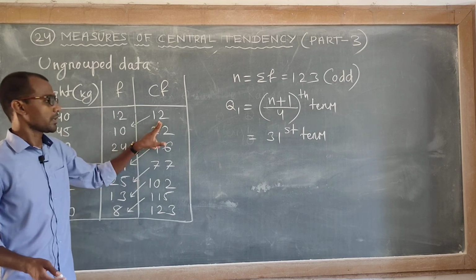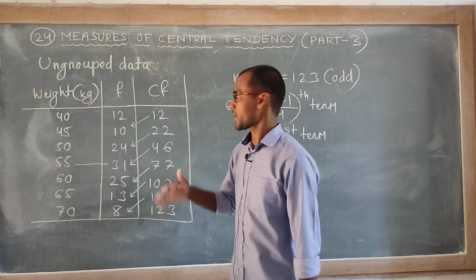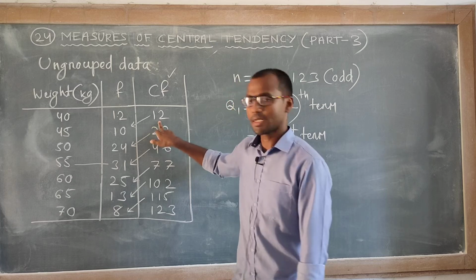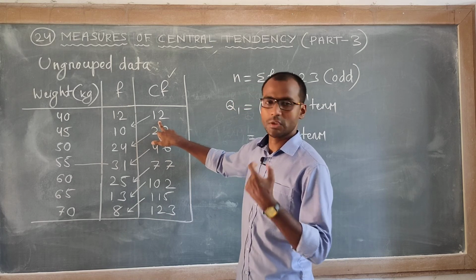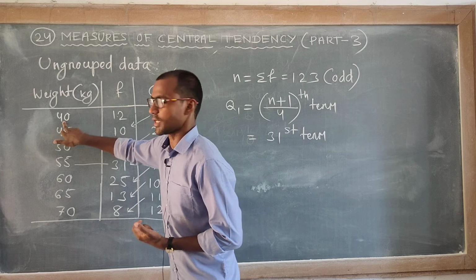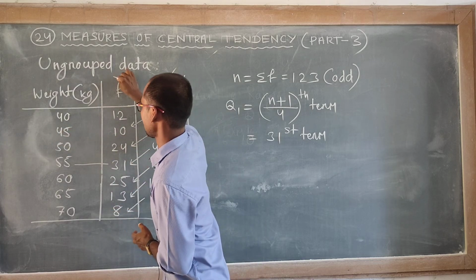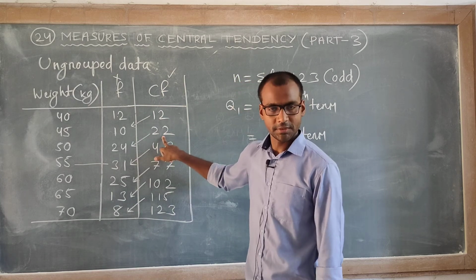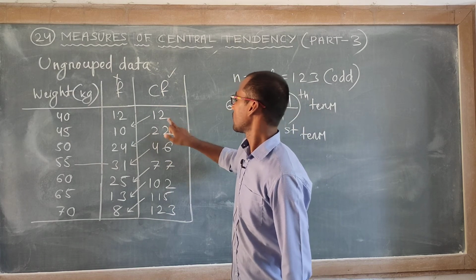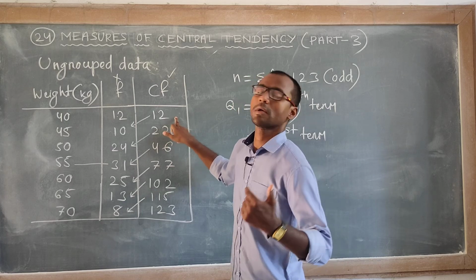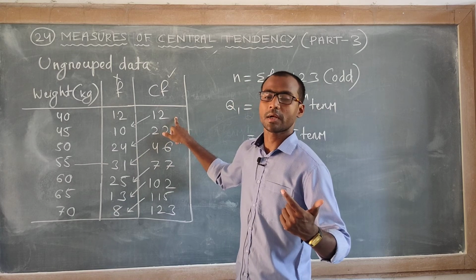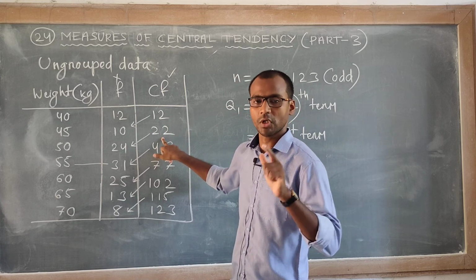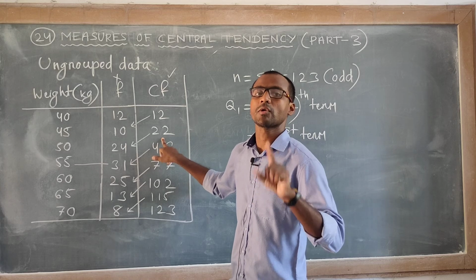Now try to understand the relevance of CF. This is very important. This 12 means the first 12 students, their weight is 40 kg. Don't look at frequency, now we don't need frequency, we need simply CF. Then 22 means the 13th student, the student standing at the 13th position to the 22nd position: 13, 14, 15, 16, 17, 18, 19, 20, 21, 22.